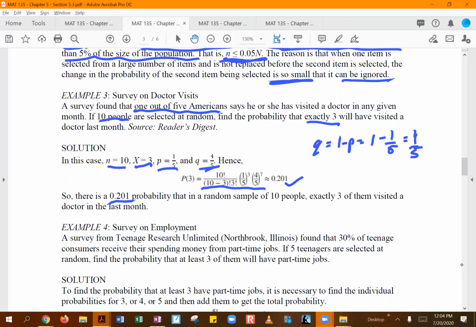0.201. Remember, in decimals we round to 3 decimal places, so that's a probability of 0.201 that if you selected 10 people randomly, exactly 3 of them would have visited a doctor in the last month, and you can see that's a pretty small probability.